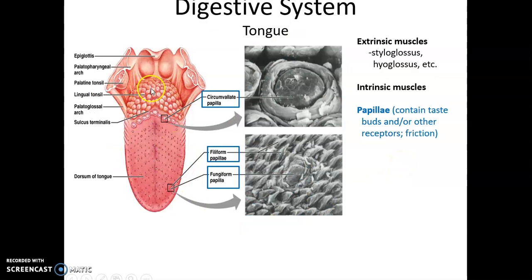The tongue is a muscular structure, has many intrinsic muscles that allow us to move the tongue in many ways. And the tongue is also connected to many extrinsic muscles that also help to move the tongue, things like styloglossus, hyoglossus, etc. And then, of course, on the superior surface of the tongue are many bumps called papillae. Some contain taste buds, some do not, and they also provide some friction to the surface of the tongue to help the tongue in manipulating food in the oral cavity.